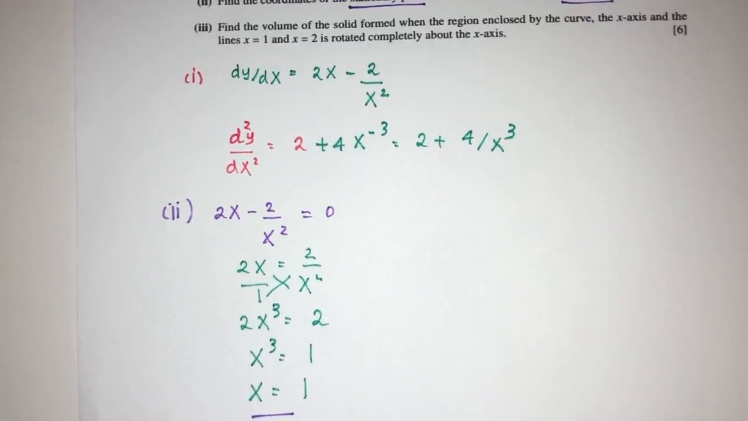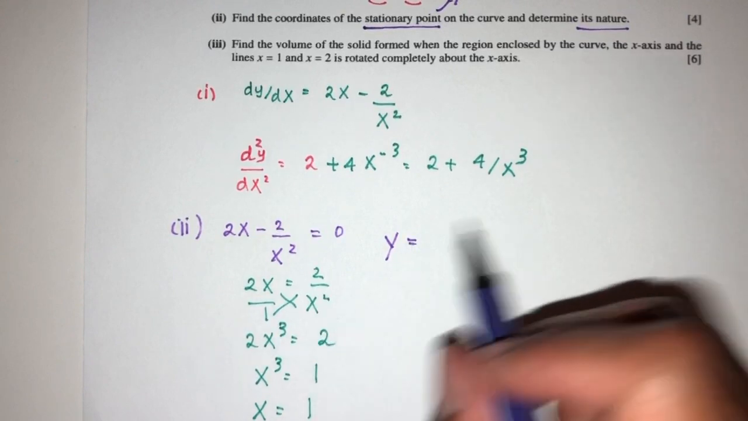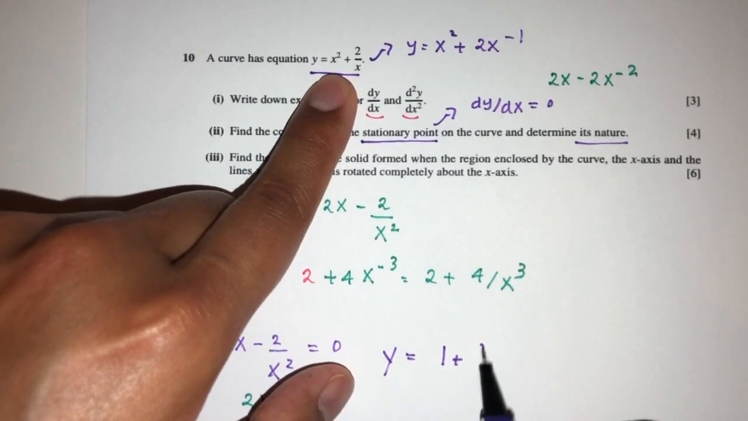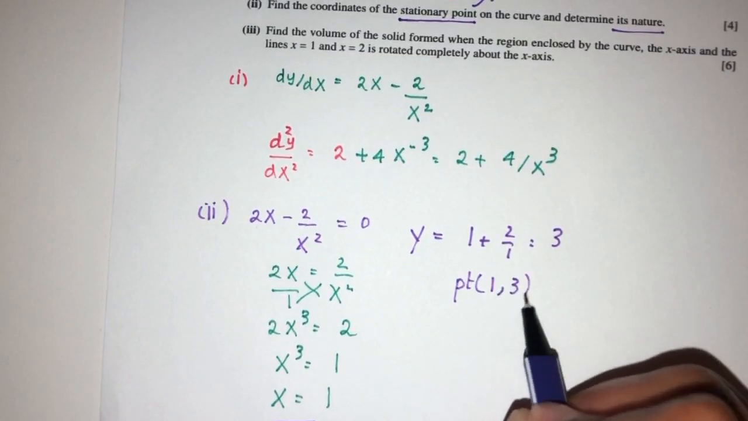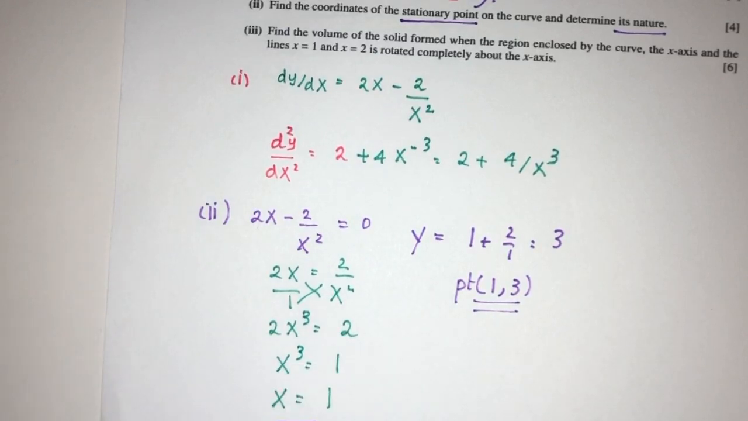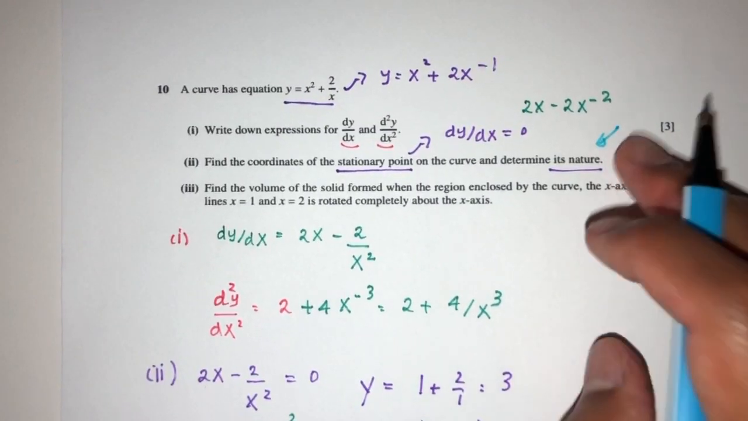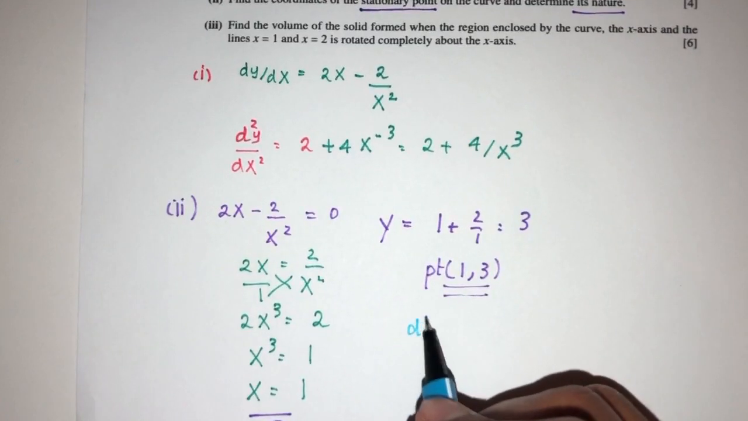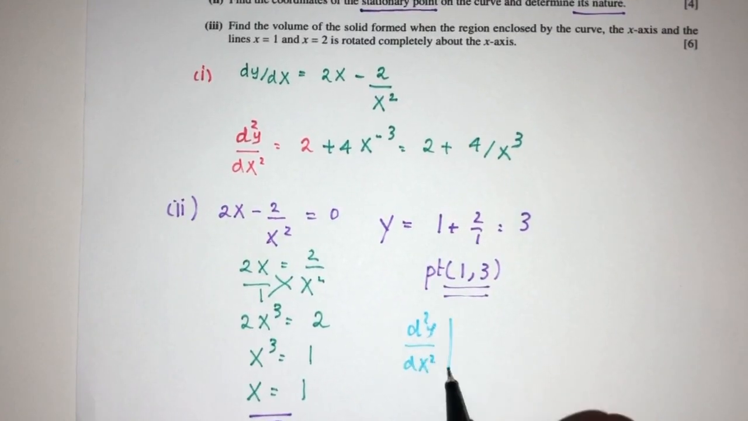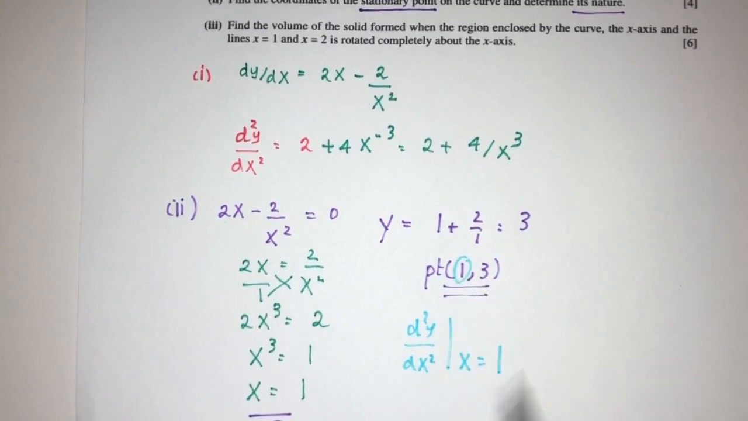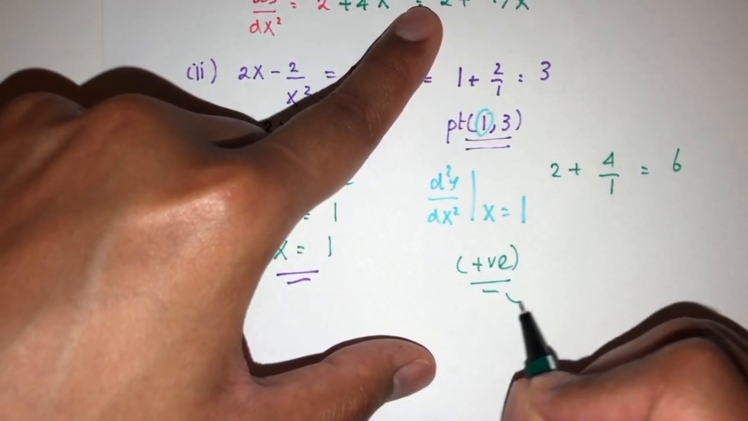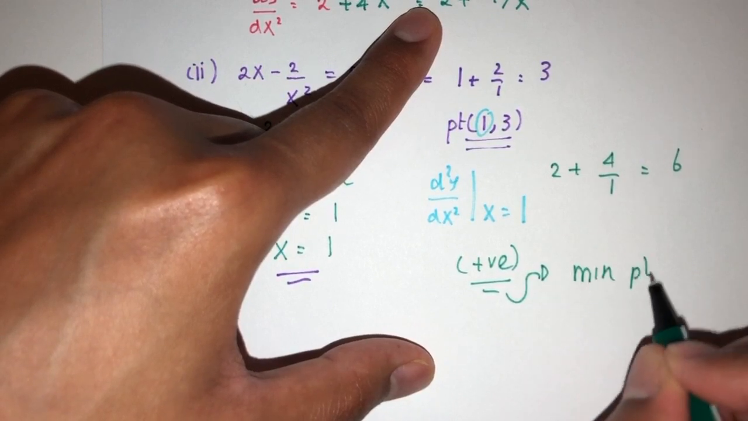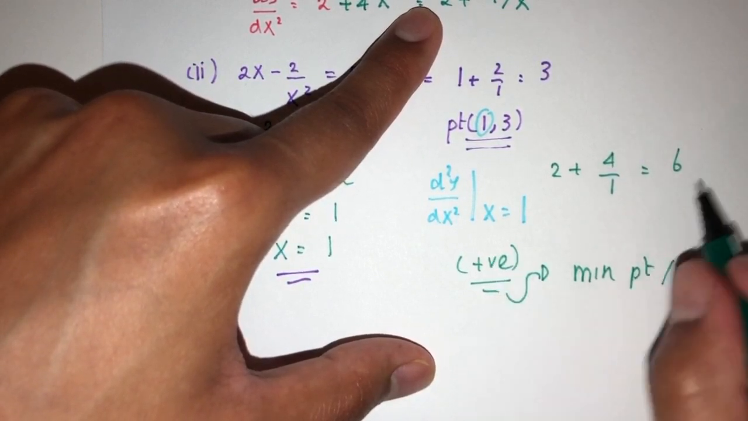Now, when x equals 1, what is the y value? The y value will be replaced back in here. You will have 1 plus 2 over 1. That should be 3. So the point is (1, 3) for the stationary point. Now moving on, we have to find its nature. To find its nature, we have to use this one. So d2y by dx2 at the point where x equals 1, this is the x value. Replace, you have 2 plus 4 over 1, that should be 6. Now because it is a positive value, we realize it will be a minimum point or minimum value.